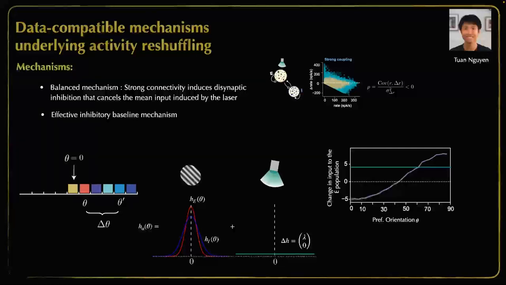And basically what one finds in this case is that the change in the input of each of these cells is going to be net inhibitory for those cells that have high activity levels, the ones that have an orientation preference that matches the stimulus, and is going to be excitatory otherwise. So basically what this means is that you will have very localized disynaptic inhibition in the cells that have a similar orientation tuning to the stimulus, and it will be excitatory otherwise.